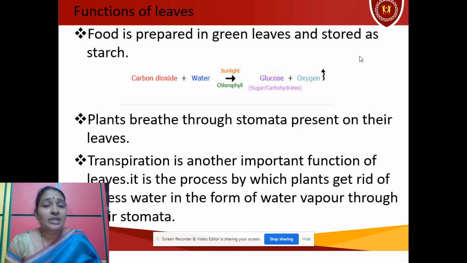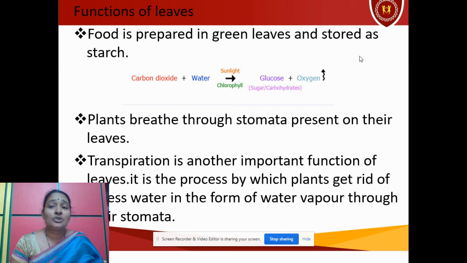Okay, next, plants breathe through stomata present on their leaves. Transpiration is another important function of leaves. It is the process by which plants get rid of excess water in the form of water vapor through their stomata. I have to give an example. Whenever the plants take water during photosynthesis, some water will be left over. That leftover water they will release again into the atmosphere in the form of water vapor. From where? From the holes present on the leaf. They are called stomata.